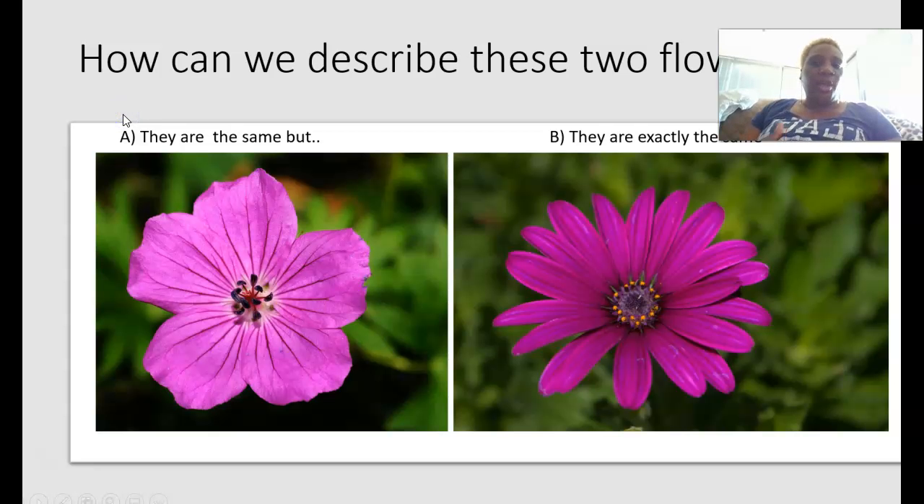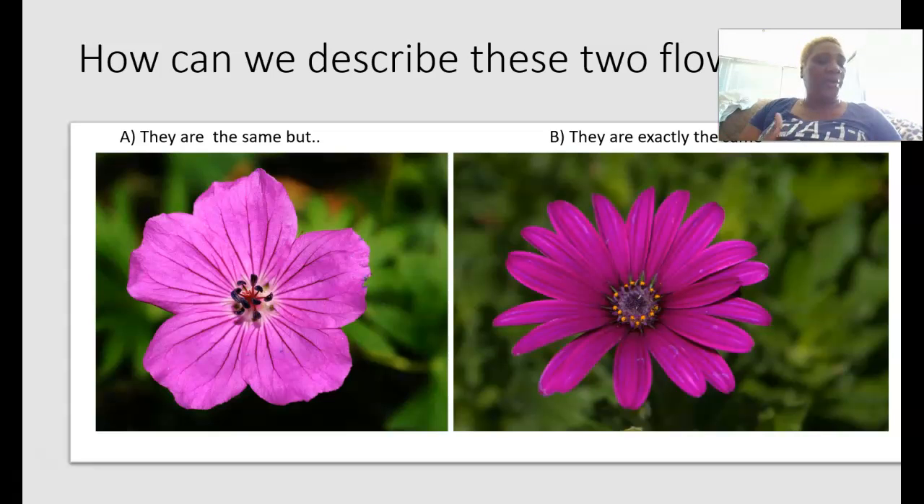All right, friends, we have two flowers. How would you describe these flowers? How can we describe them? Are they the same, almost the same, but, or are they exactly the same? So do you notice the color? Do you notice the shape? Do you notice the patterns?